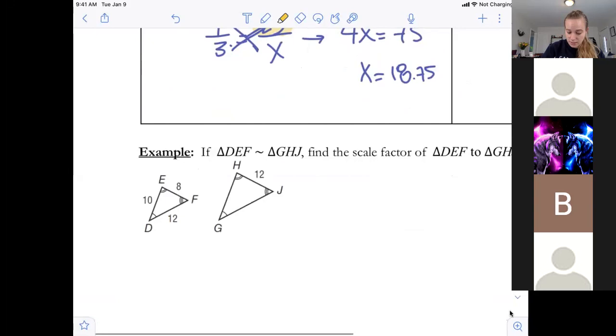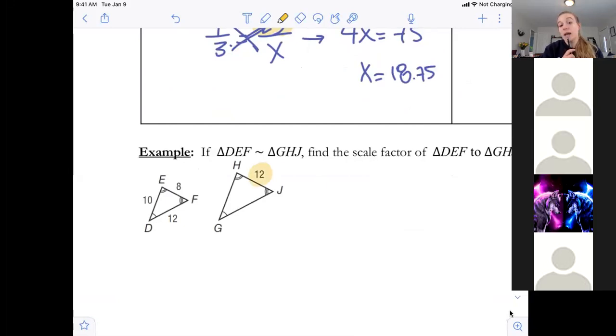Scale factor, it looks like I only have 12. Which side goes with 12? 8. 8, very good, Colin. I should have asked you which like sides go together. JH goes with FE, but I said that not as nicely. But yes, you're very right. 8 goes with that. So I'm going to do 8 over 12. That was my EF over HJ. I had to do those two.